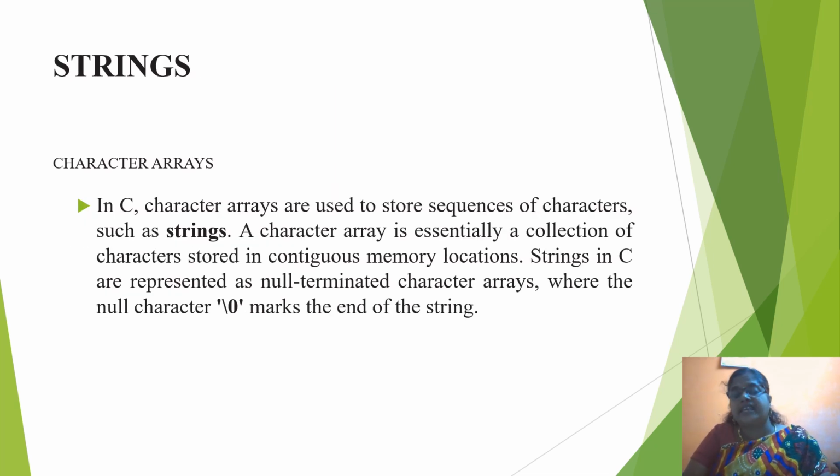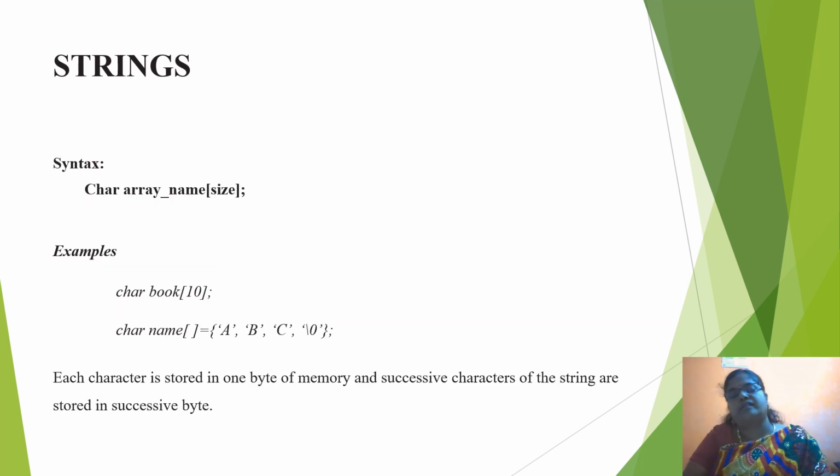Next concept: character arrays are used to store sequences of characters such as strings. A character array is essentially a collection of characters stored in contiguous memory locations. Strings in C are represented as null-terminated character arrays, where the null character \0 marks the end of the string. Syntax: char array_name[size], for example char book[10], char name[] = {'A','B','C','\0'}.